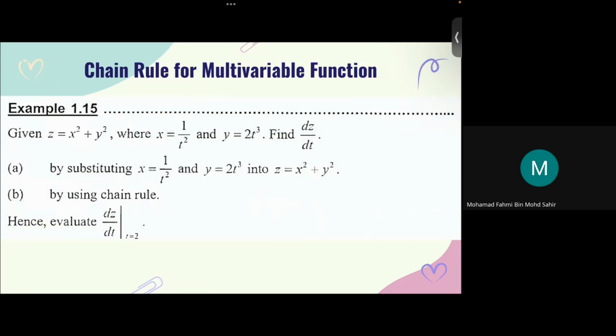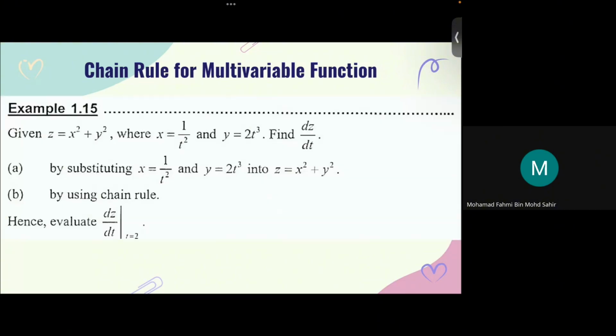Okay, so this is example 1.15, you can see. Given that z is equal to x squared plus y squared. So now you have a function z, which has two variables, x and y. The x is represented by 1 over t squared, and y is equal to 2t cubed. So you have to find dz/dt.